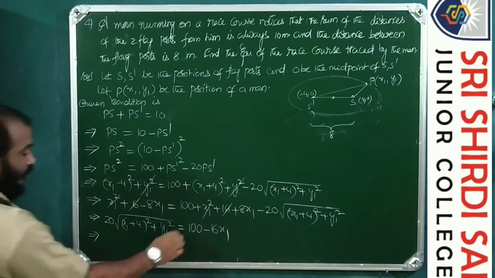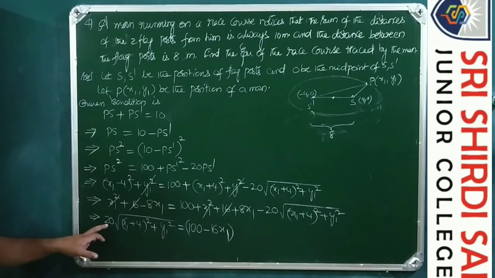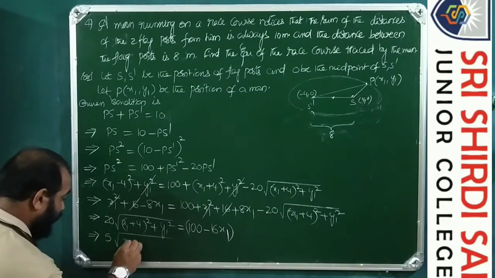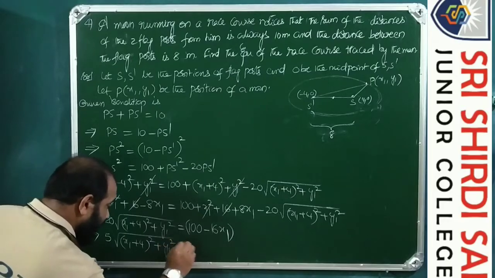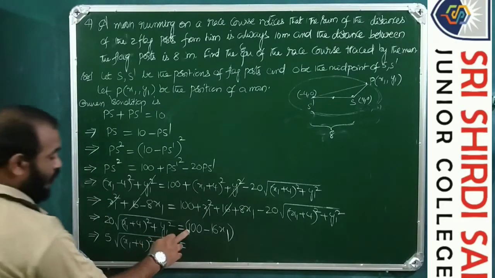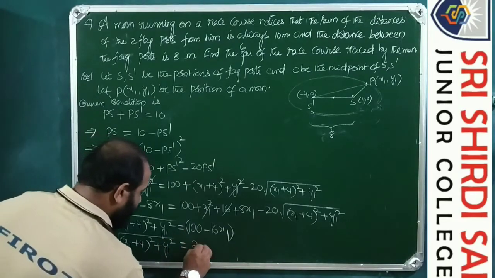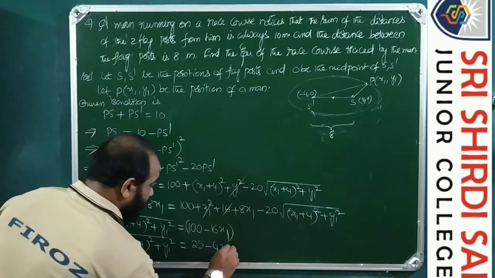If you cancel 4 throughout the equation, then we get 4 5s are 20, so 5 into the square root of (x1 plus 4) whole square plus y1 square is equals to 25 plus 4x1, that is, 25 plus 4x1.